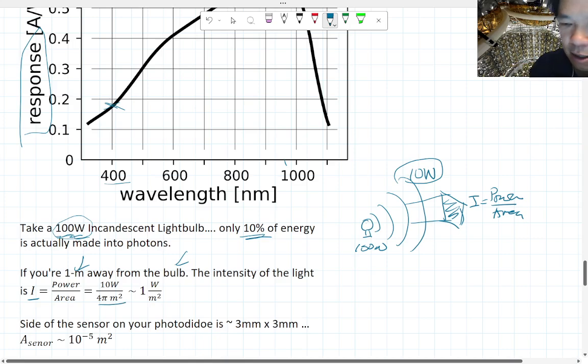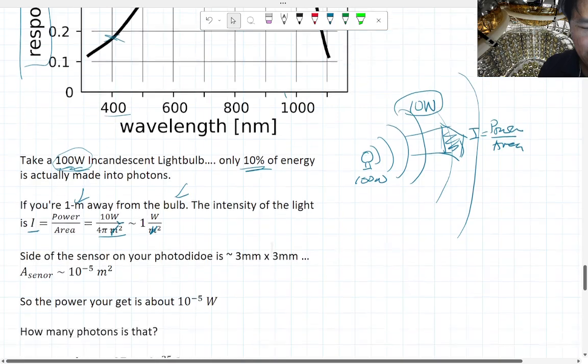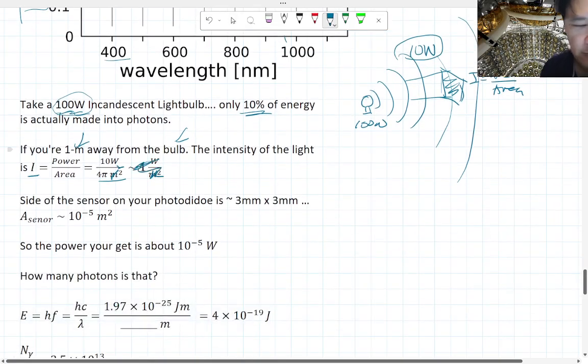Okay, the area of this, since this is a growing sphere, gets bigger and bigger, the intensity actually goes down as 1 over r squared. Well, r squared, I don't know why I used m here. Therefore, if you place that sensor far enough away, you actually get a decreasing amount of intensity.